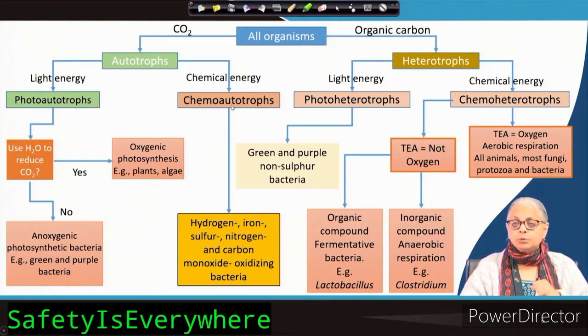Then we come to chemoautotrophs. Chemoautotrophs, like I just mentioned in the previous slide, are capable of utilizing several inorganic compounds. These are the lithoautotrophs. You can use the term lithotrophs or chemoautotrophs. Both are equally acceptable. Hydrogen, iron, sulfur, nitrogen, carbon monoxide oxidizing bacteria. These are all examples of chemoautotrophs.